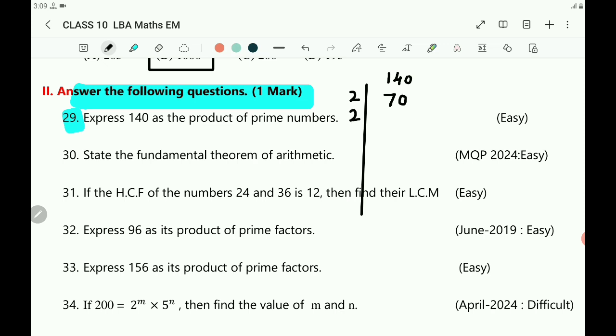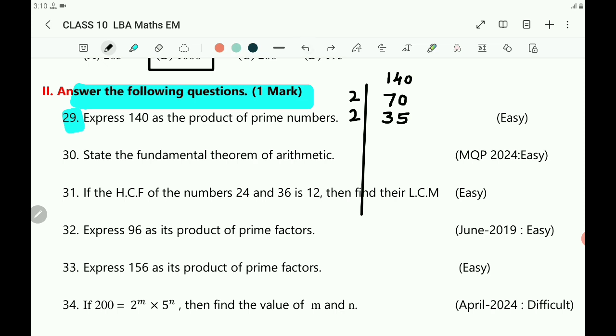Next, again it is divisible by 2 because the unit digit is 0. Then you write 2 3s are 6, because 7 is not there in the table of 2. So you have to take 6. 2 3s are 6. 1 is remaining. 10 it becomes. 2 5s are 10. Now you got 35 here. 35 is not divisible by 2 because it is an odd number. The unit digit is 5.